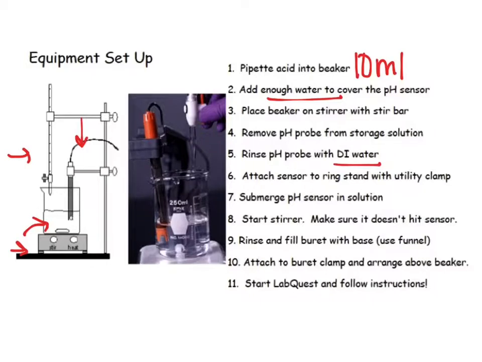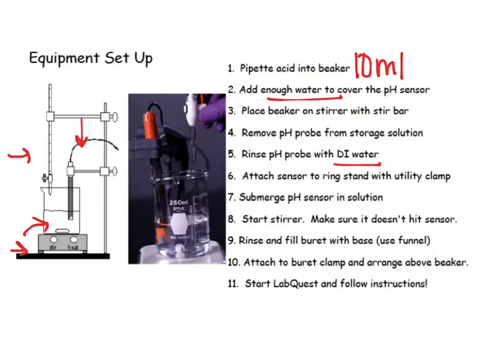Rinse and fill the burette several times. So if I have not already done this, then what you'll need to do is add some of your base to the burette, just a little bit. Swirl your burette around a little bit to take that base and coat the sides of the burette. Dump it and do that several times. Attach your burette to the clamp and then start following your instructions.